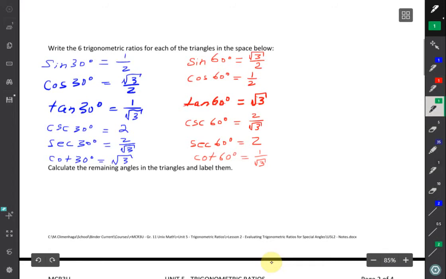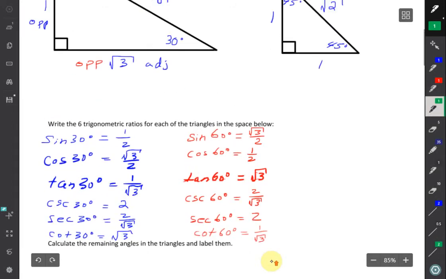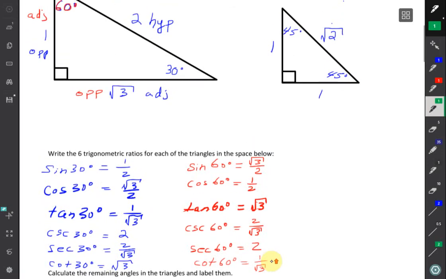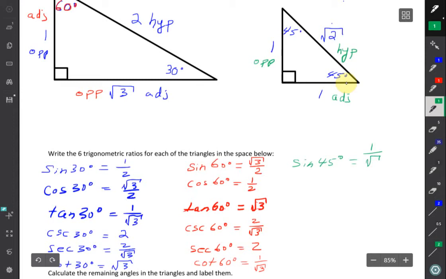Finally, looking at the 45s, the sine of 45 degrees, it doesn't matter which 45 we use, I'll use this one in this corner as a reference, this one right here, opposite, the adjacent, and the hypotenuse. Sine of 45 is equal to the opposite over the hypotenuse, which is 1 over root 2.